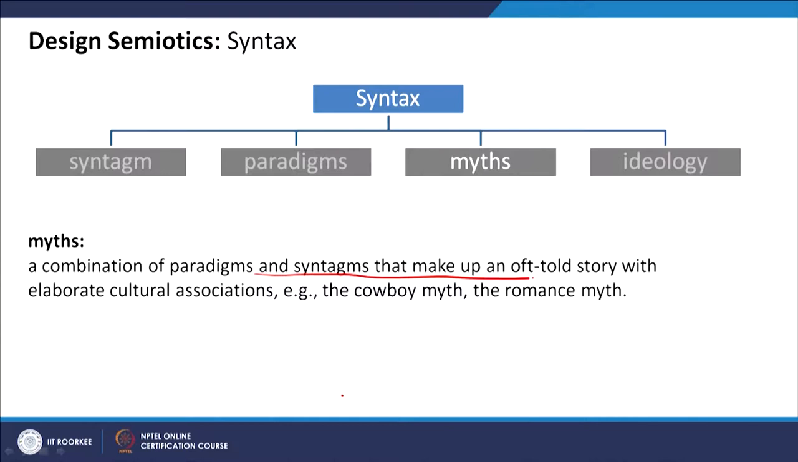Then the next is myth, a combination of paradigms and syntagm that make up a told story with an elaborate cultural association. For example, cowboy myth and romantic myth. So these are coming from linguistics. These are the genres of different styles. So this combination of syntagm and paradigm together creates a narrative.